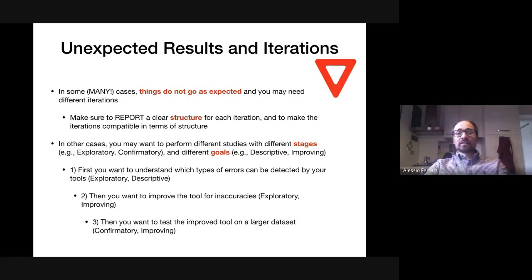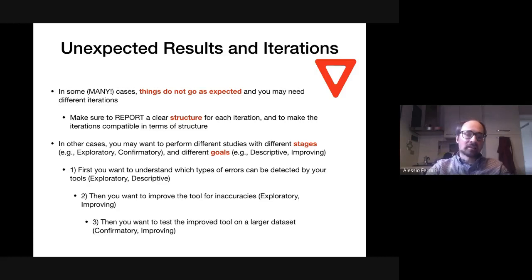Unexpected results and iteration. In some cases, and I would say in most of the cases, things don't go as expected, and you may need to do different iterations. Iterations may be little adjustments so that you can present in a paper also. If there was an iteration, you can present it as a linear case study, so no need to separate iteration.